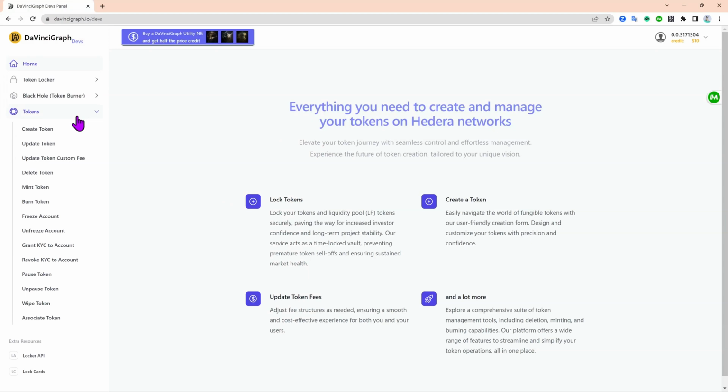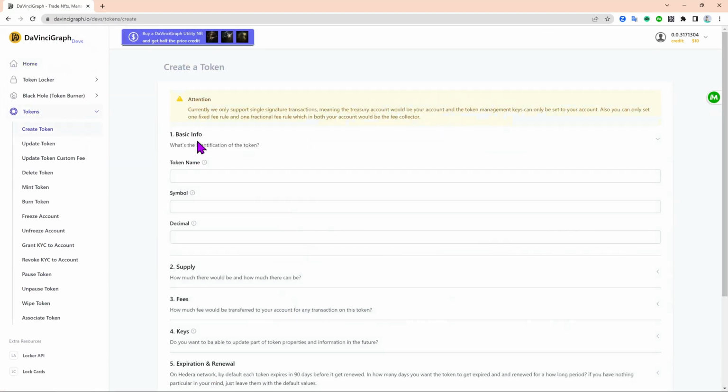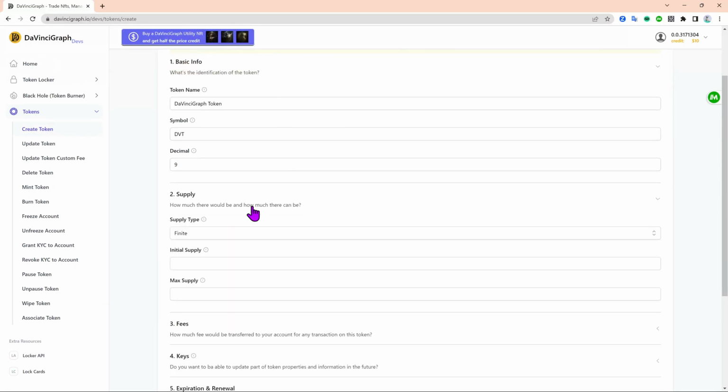Smash tokens and create token. You can learn about each part by holding your mouse on the exclamation mark icon. Type your token name, and symbol. How many decimals do you want? Do you like finite or infinite supply? How many tokens do you want to create, my lord?